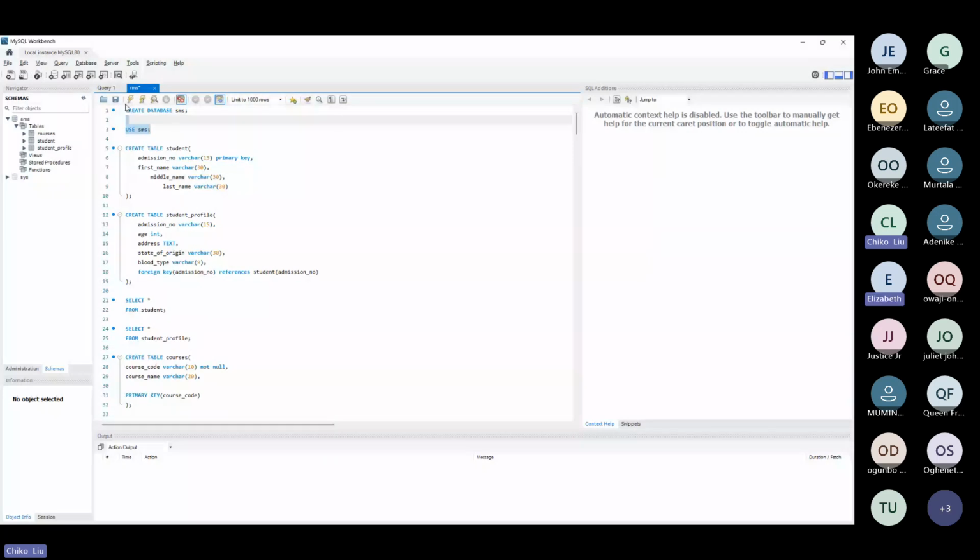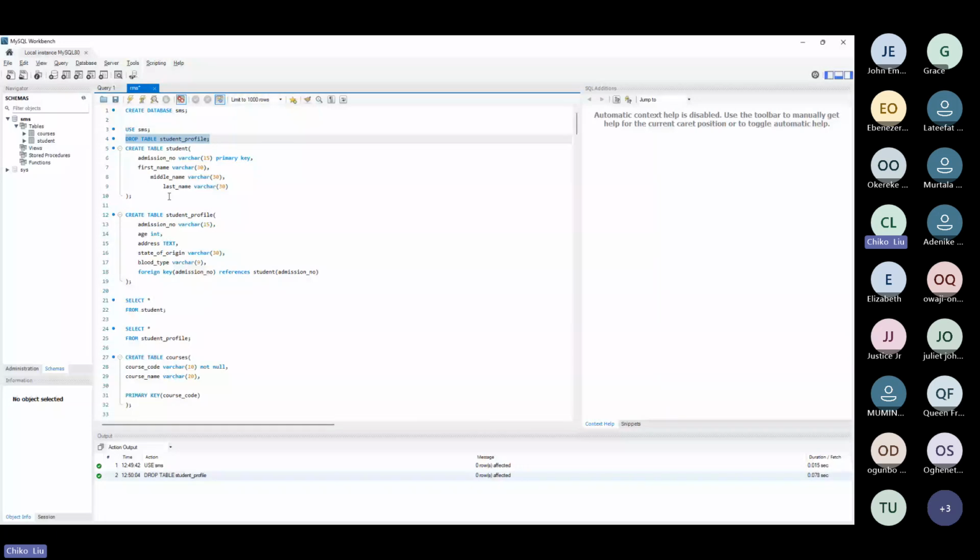Please mute yourselves, whoever is unmuted. So I'll say drop student_profile, right? I want to drop this. So in this case, admission number, age. What do we have next?